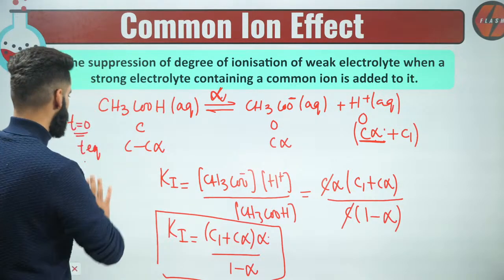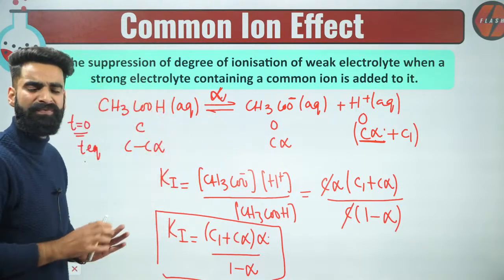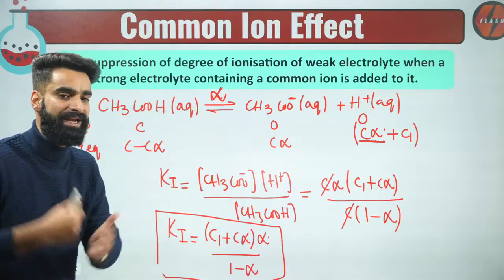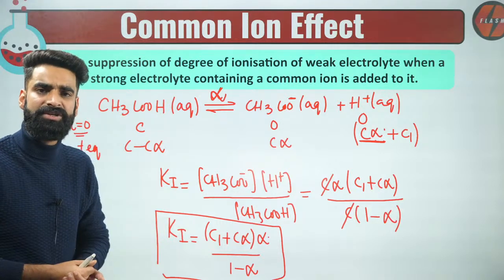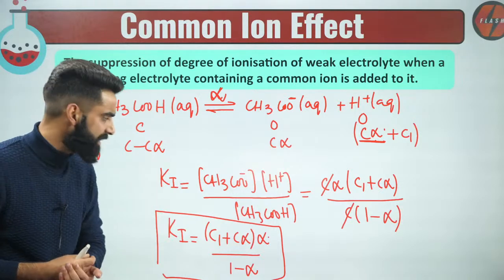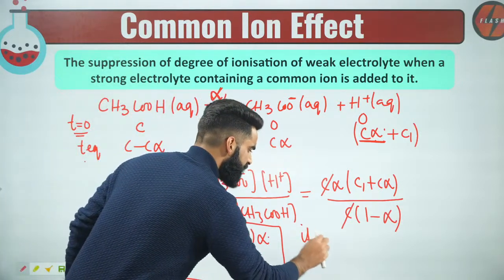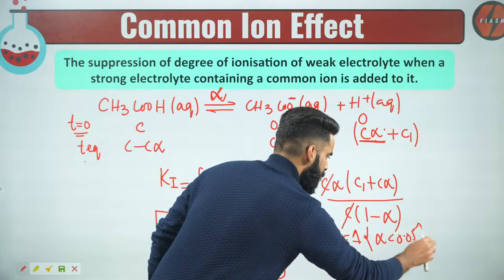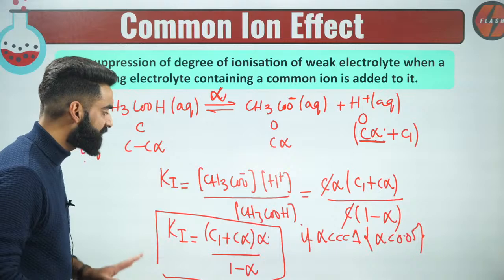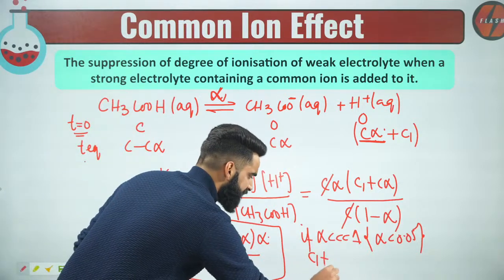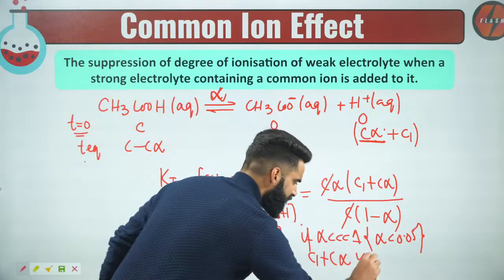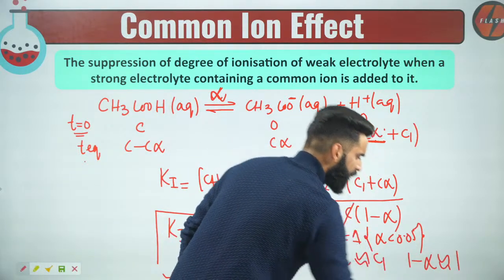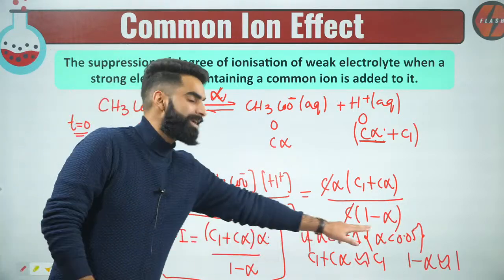So let's assume alpha value is far, far less than 1. Let's assume alpha value is less than 0.05. If alpha value is less than 0.05, can I do the neglection which we discussed in the last session? Absolutely, I can neglect alpha wherever I want. So instead of C(1 plus alpha), I'm going to only write C1. Instead of 1 minus alpha, I'll be only writing 1, because I have assumed alpha value to be less than 0.05.